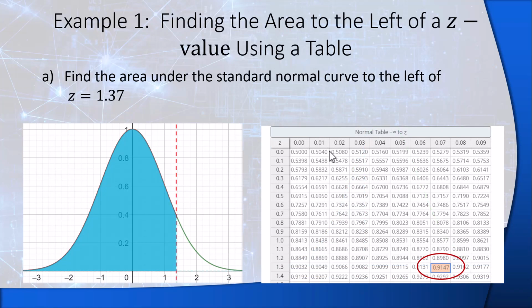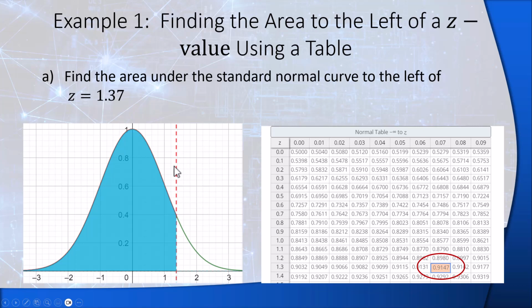This brings us to our first example. Here we want to find the area under the standard normal curve that is to the left of z equals 1.37. Now, you're going to find a whole bunch of tables that you can use, and in your homework they're going to make certain tables available to you. This is one of them. This is the normal table from negative infinity to z. This right here will provide for you the area under this curve for all z values down to the second decimal place.